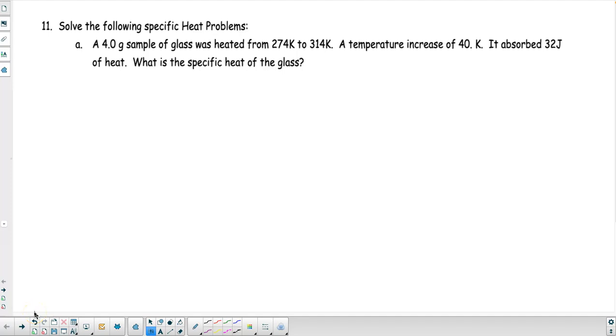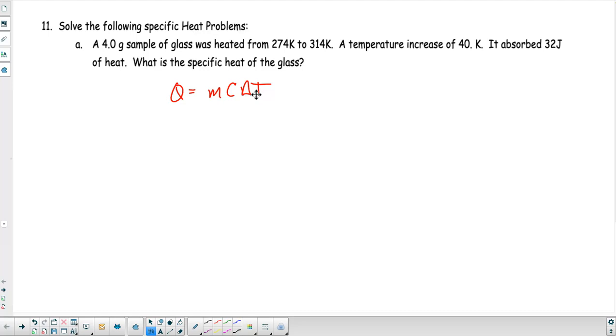All right, this is a specific heat problem, and it's asking us to calculate the specific heat of glass. And so we're going to need the formula. Q is mc delta T. So Q is the amount of heat energy, m is going to be the mass, c is the specific heat of the substance, delta T is the change in temperature.